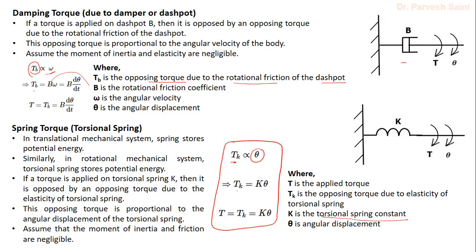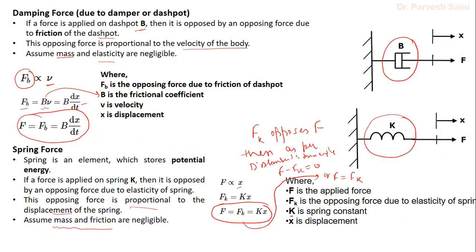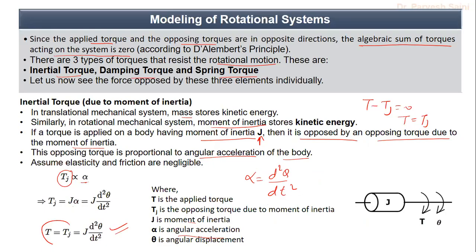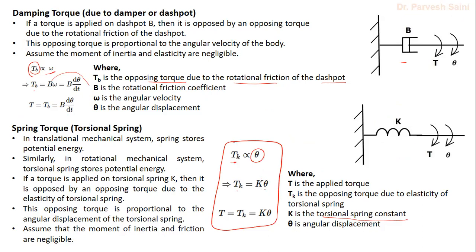Now here we have all these six equations, basically three for translational and three for rotational. These equations are very important when it comes to modeling a mechanical system. We must know these basic fundamentals, right? Because it would be easy for us to model a mechanical system and eventually to find the transfer function of the given type of mechanical system.